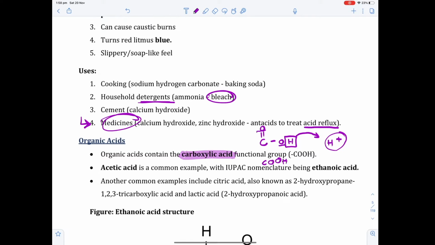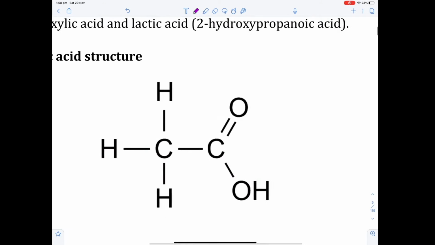Has anyone seen that before? COOH? You might have seen CH3COOH. You might be wondering, why did they write it that way? The reason they wrote it that way is there's a carbon connected here that has 3 hydrogens, and there'll be a COOH next to show you the actual structure. So here is the exact compound.